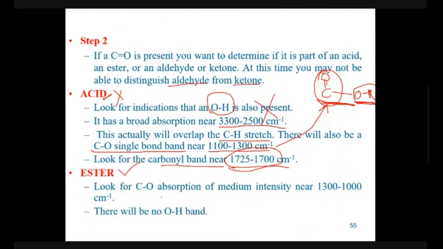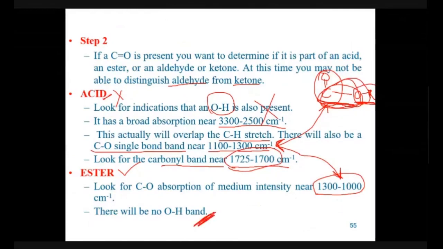Let us see. Look for CO absorption of medium intensity in the 1300 to 1000 centimeter inverse range. This is approximately the same as the CO stretch over here. So whether it is an ester or an acid, this bond will always be present, so it will give a stretch. So what is distinguishing between these two? Presence or absence of the OH band, I'm sorry, the hydroxyl band. I hope acid and ester is clear to you.